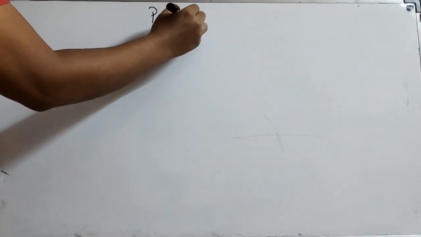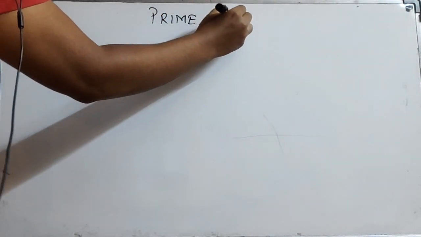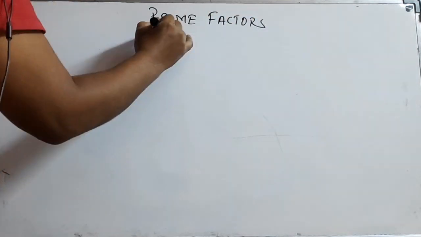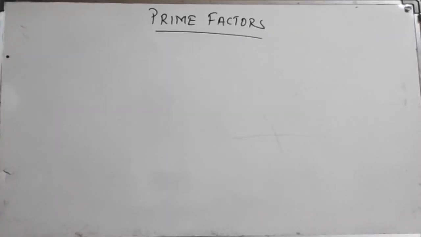Factorization means you split a given number, a given composite number or a prime number, into its factors. But here in this standard, you're going to split the given number into its prime factors. Okay, so let us see how to go about it.